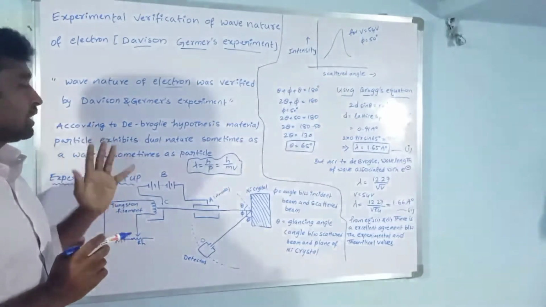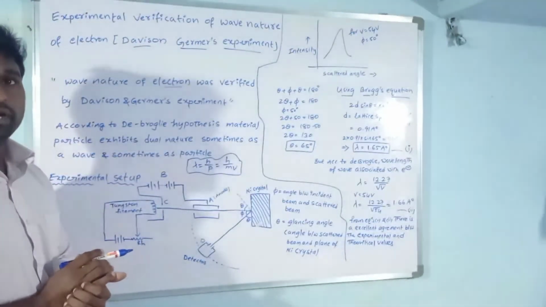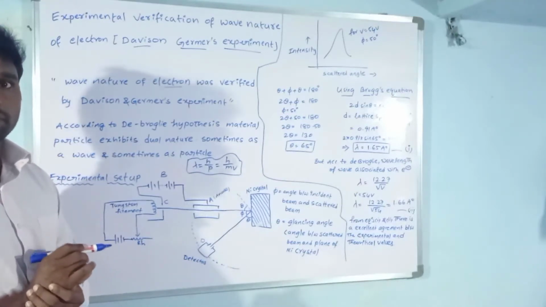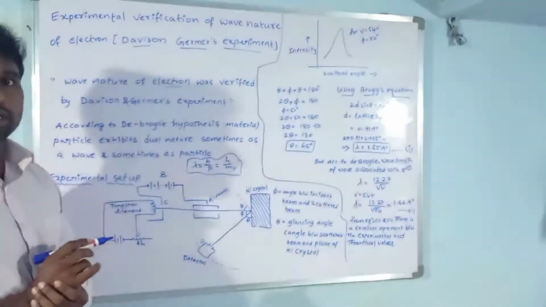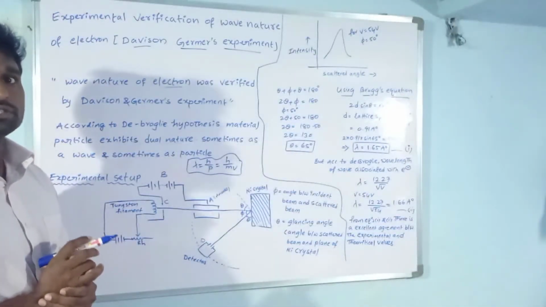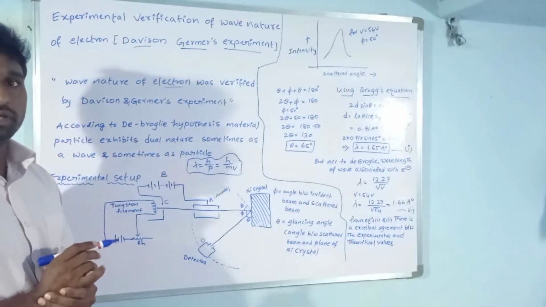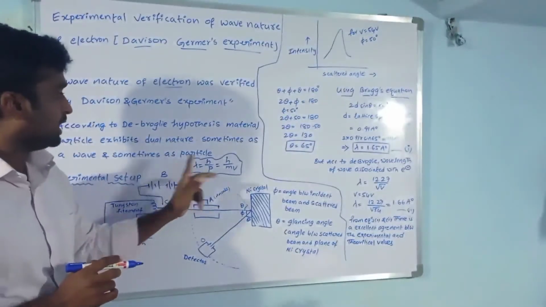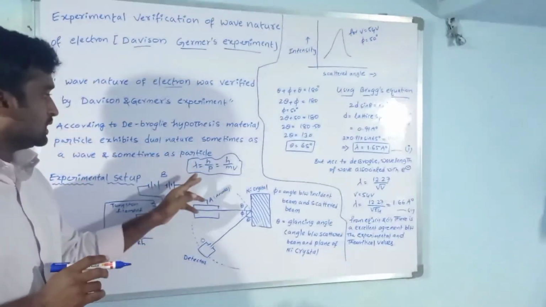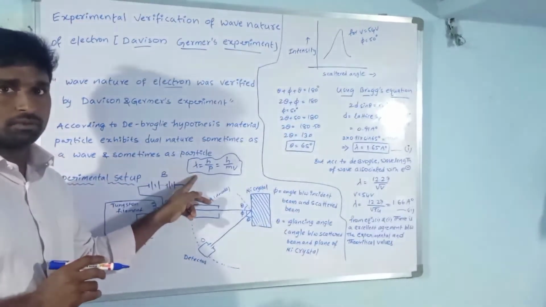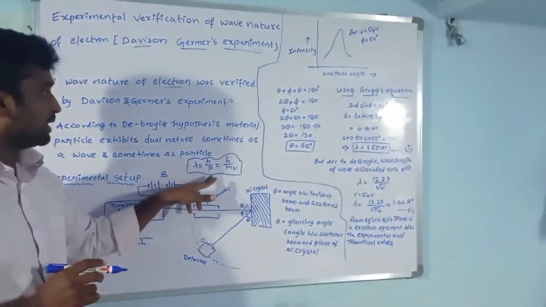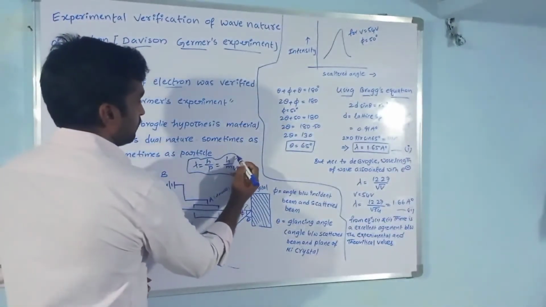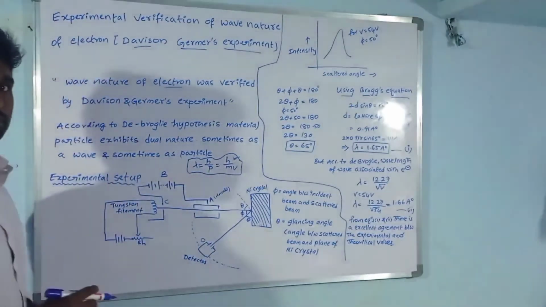According to the de Broglie hypothesis, matter can exhibit dual nature. Matter sometimes behaves as a wave and sometimes as a particle, so it has dual nature. The wavelength of the wave associated with a moving particle is lambda equal to h by p, that is, h by mv. This is the de Broglie wavelength of the matter wave.